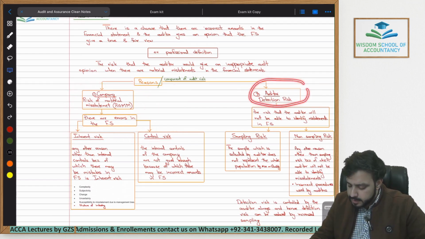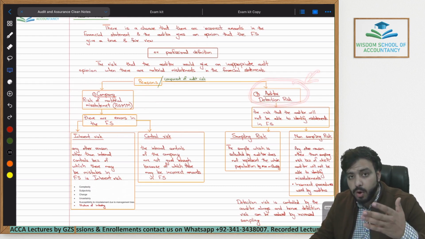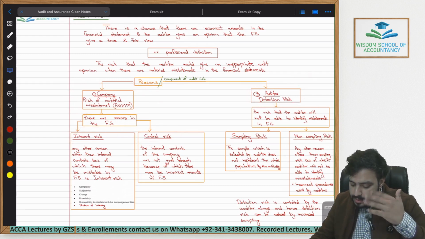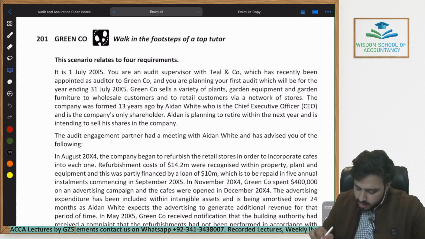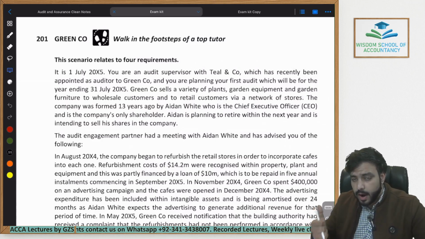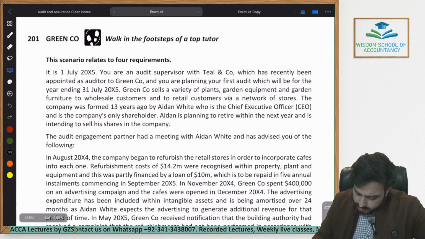So detection risk means that because of any reason, the auditor may not be able to identify risky areas or material misstatements within the financial statement. So let's read the scenario. The question again demands us to identify audit risks. Let's read the question.